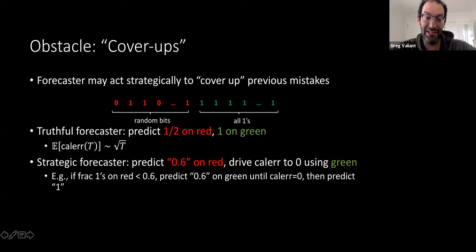In contrast, a strategic forecaster could predict something like 0.6 for the red things. And after these random bits have happened, there would be quite a big calibration error. However, if the forecaster kept predicting 0.6 for all of these ones, the calibration error would keep decreasing, and then the forecaster could just start predicting ones once the calibration error hits 0. So this strategic forecaster is leveraging some sense of what the future might hold to tidy up their predictions made in the past, and at least in this case can get calibration error 0 with good probability.